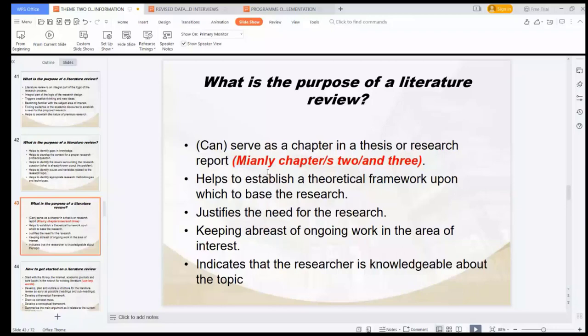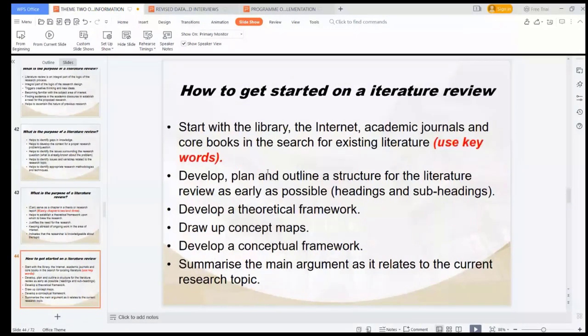Theoretical concepts: we must understand from which theory we argue, what is the theoretical framework in relation to the topic under investigation. It justifies the need for a research. Keeping abreast of ongoing work in the area of interest. Indeed, it's correct. Everything here is correct. Some of it might be repetitive, but it is an emphasis of what should be known and what should be taken into account. It indicates that the researcher is knowledgeable about the topic. And this is the reason why I say you need to use literature review to convince the study leader.